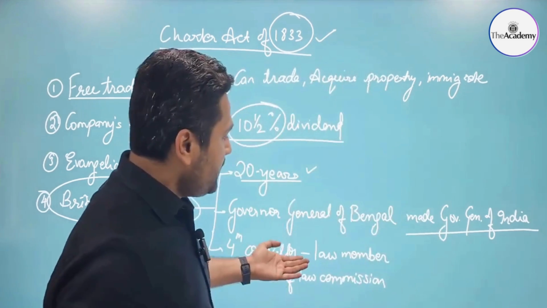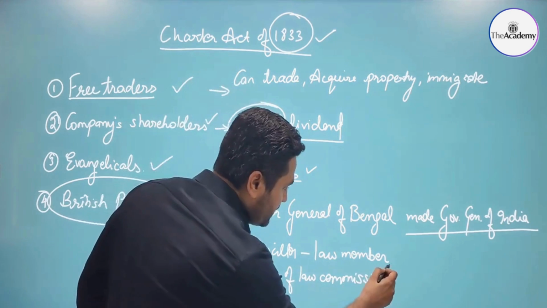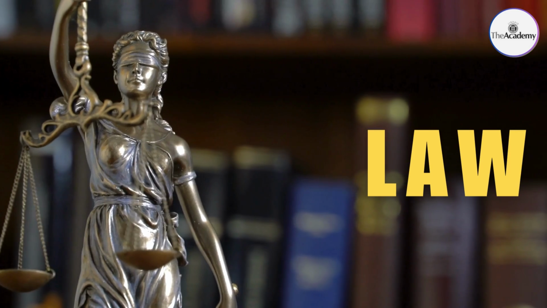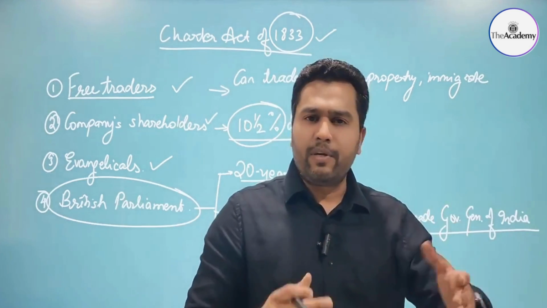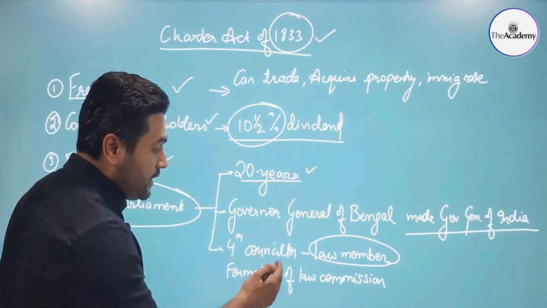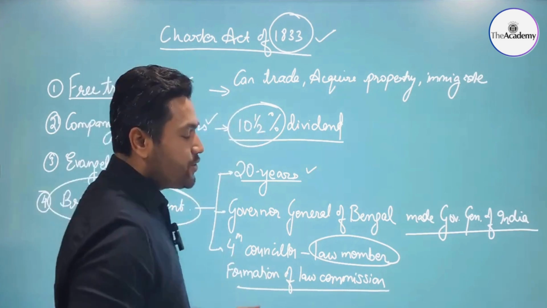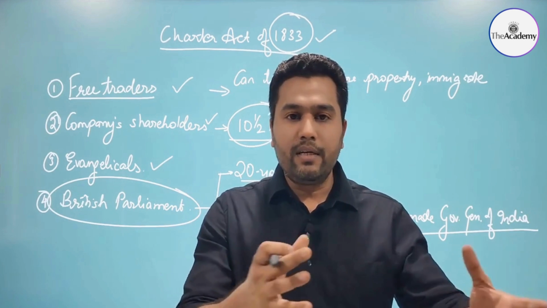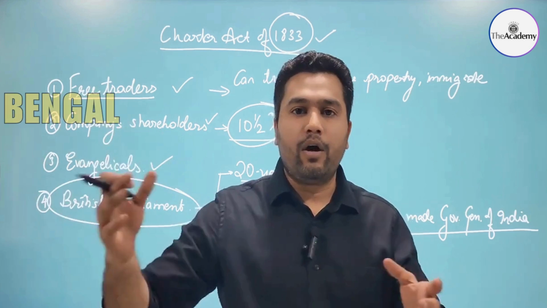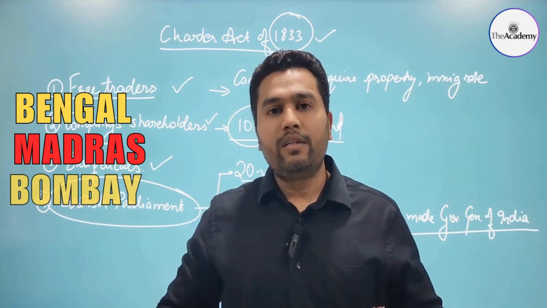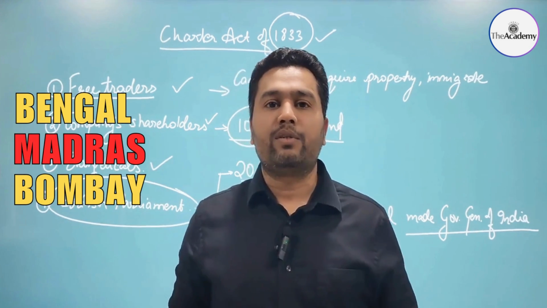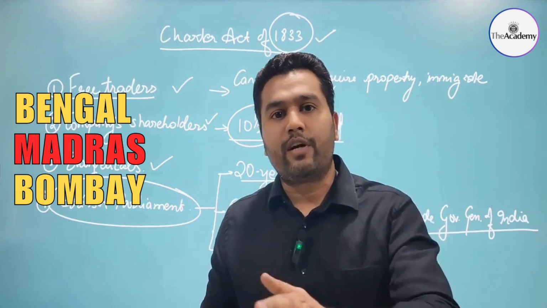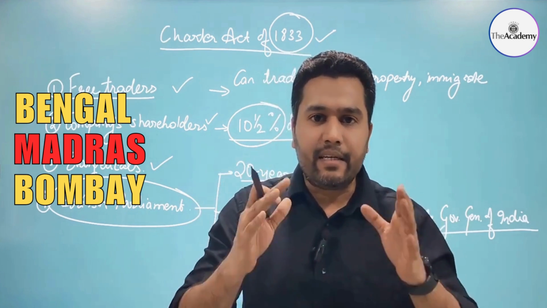So post 1833, it would be called an Act because there was a law member who was introduced as a fourth councillor. He was only required to vote as a law expert, but not as a regular councillor. But still, he played a very important role in codification of laws, and he headed the Law Commission as well. Now, all the other presidencies, whether Bengal, Madras, or Bombay, lost their legislative powers. They could only recommend a particular subject to the Governor General in Council. So a complete internal centralization.